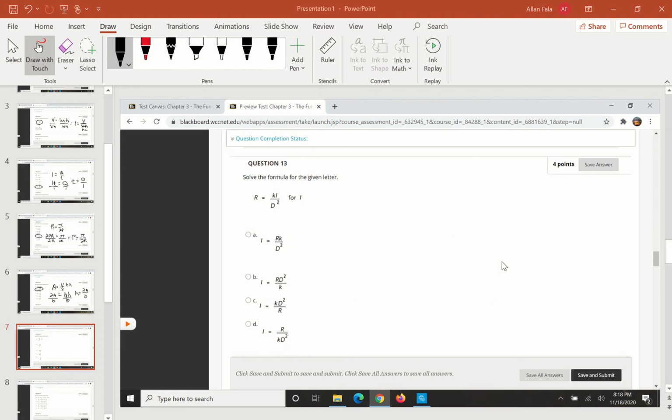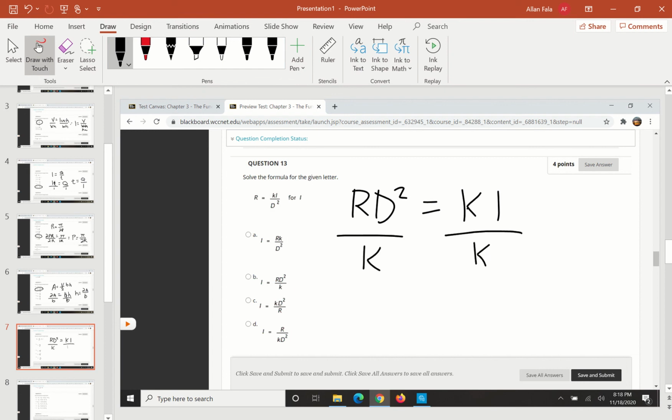Question 13, R is equal to KI over D squared. First thing we're going to do here is multiply both sides by D squared. So that's going to be RD squared is equal to KI. And now we're going to divide both sides by K. That cancels out. That leaves us with I is equal to RD squared over K.